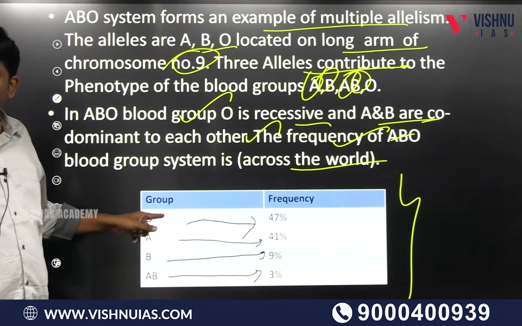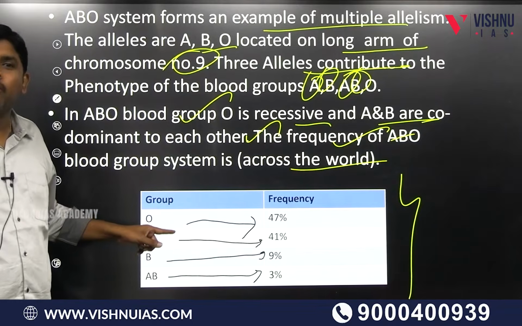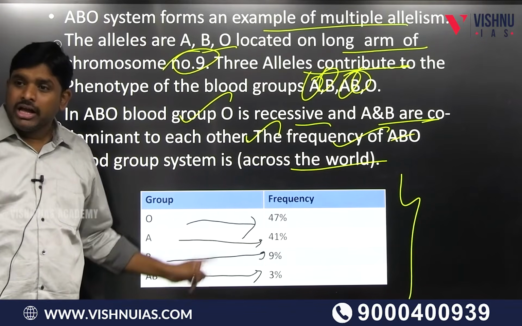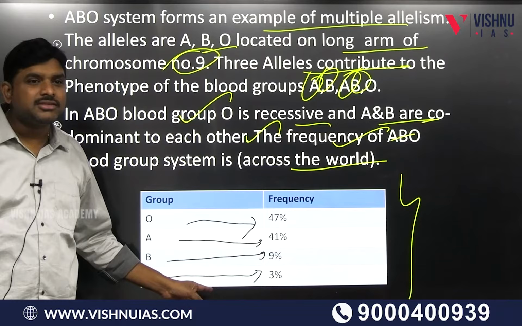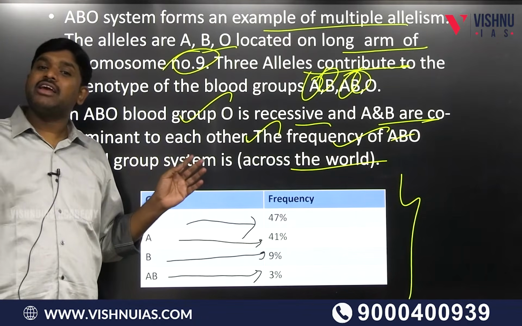O people are more. Why is it called the universal donor? Because it can get blood only from O. You are 3%, but you can get from 100%. You are 47%, seeing 50% people are O blood group, but the O blood group can get blood only from O.